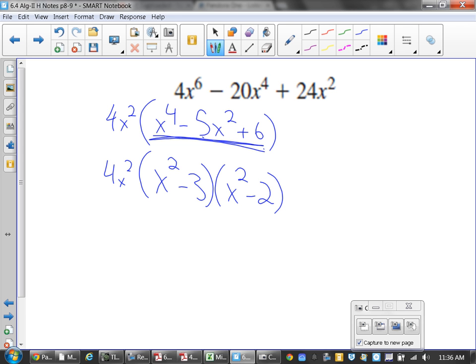Isn't x squared minus 3 minus 2 squares? Is 2 a perfect square? Is 3 a perfect square? You're thinking ahead of yourselves by trying to find zeros. We're not worrying about that. Okay.